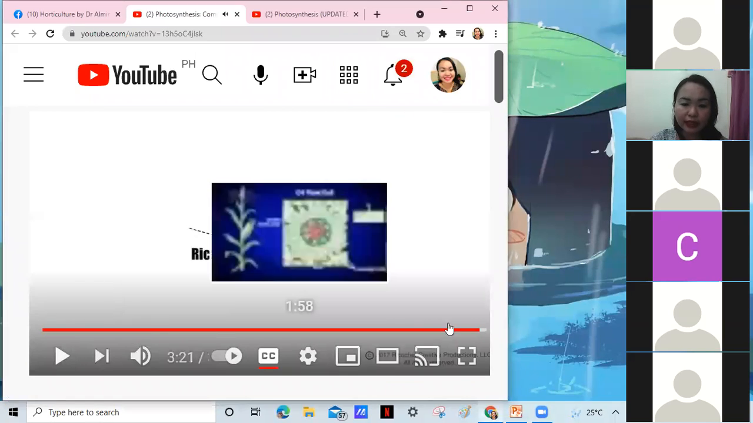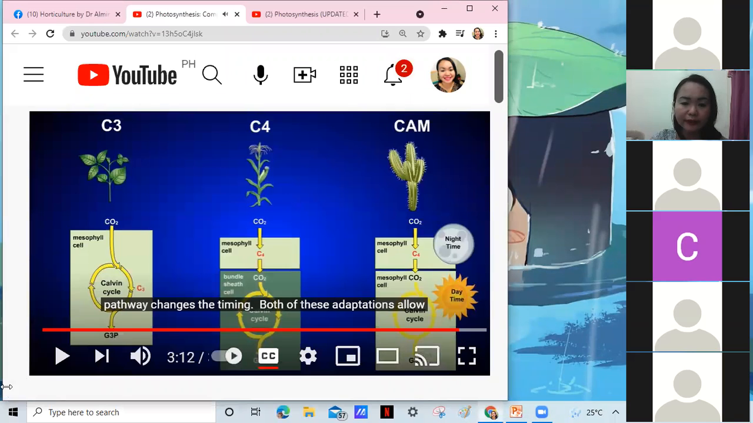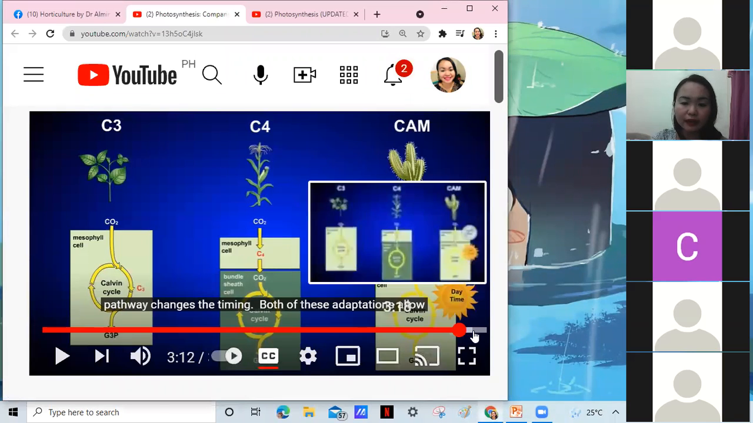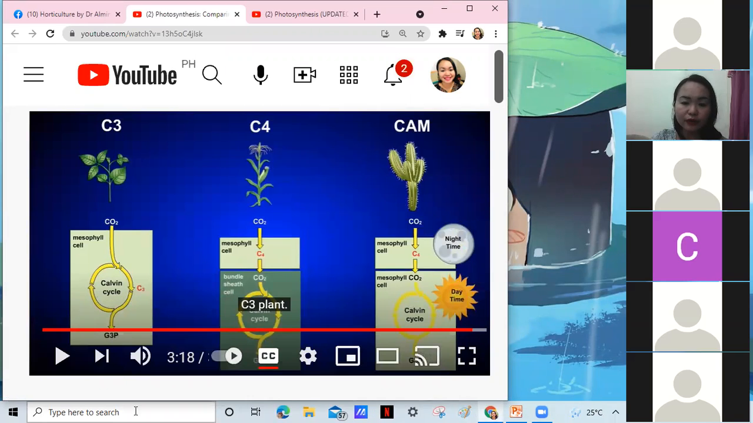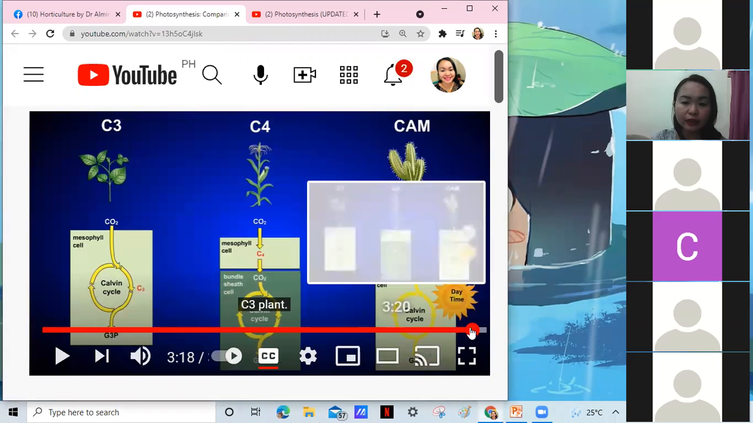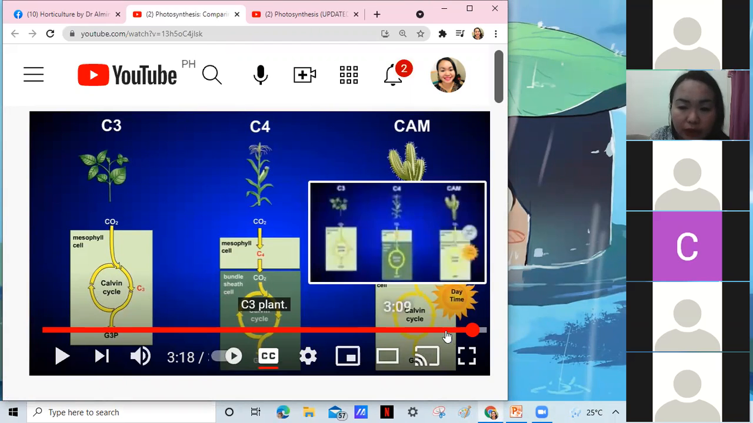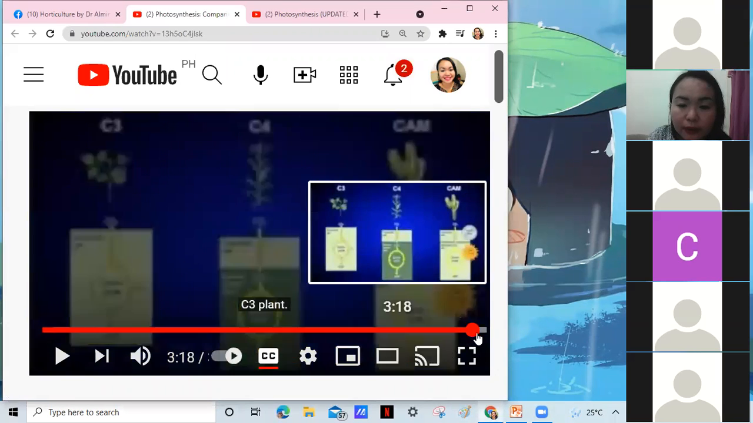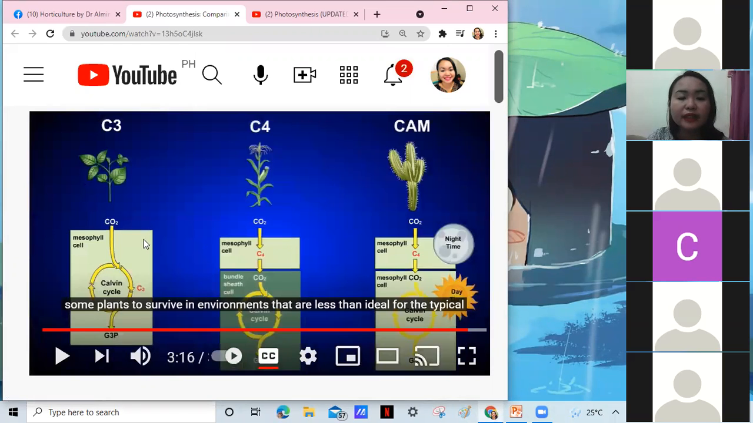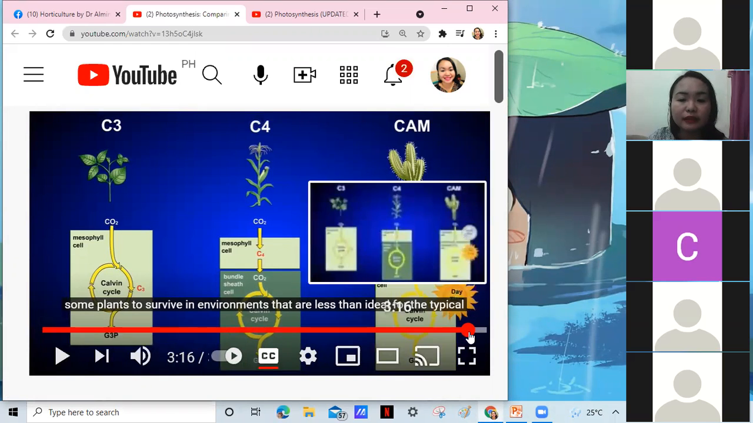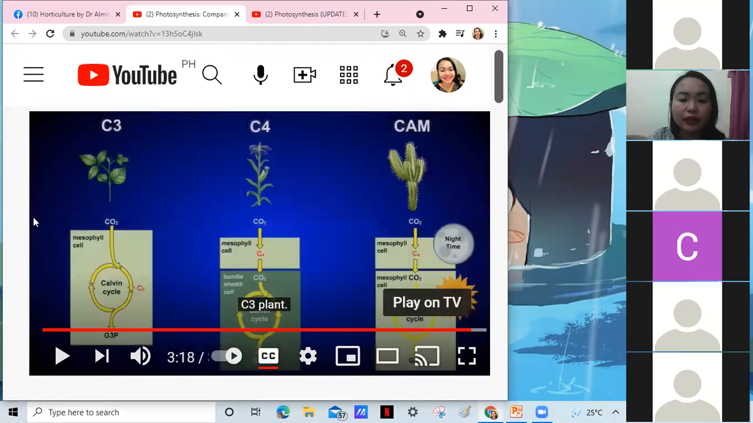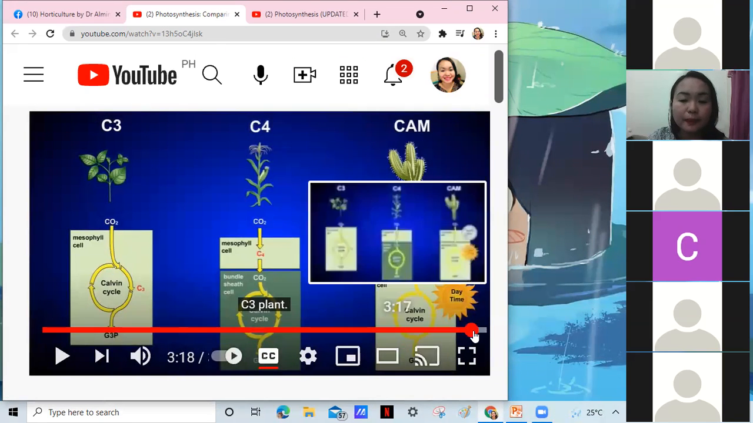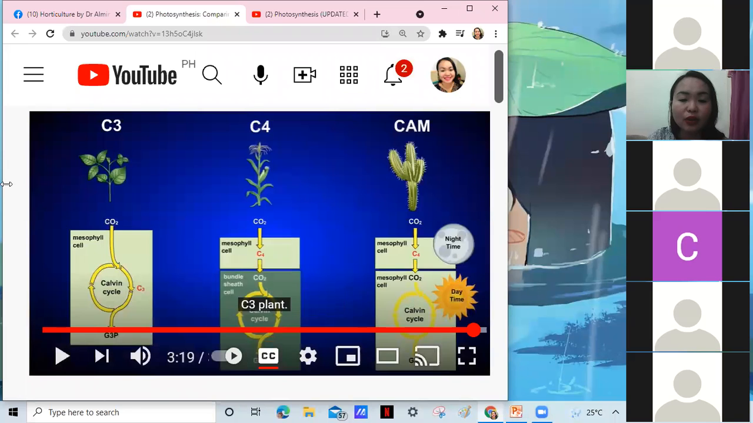Okay, so that's it. Let me just go back here. So these are the different types of, wait lang, I need the caption kasi. Yeah. So these are the different types of plants based on kanyang photosynthesis.